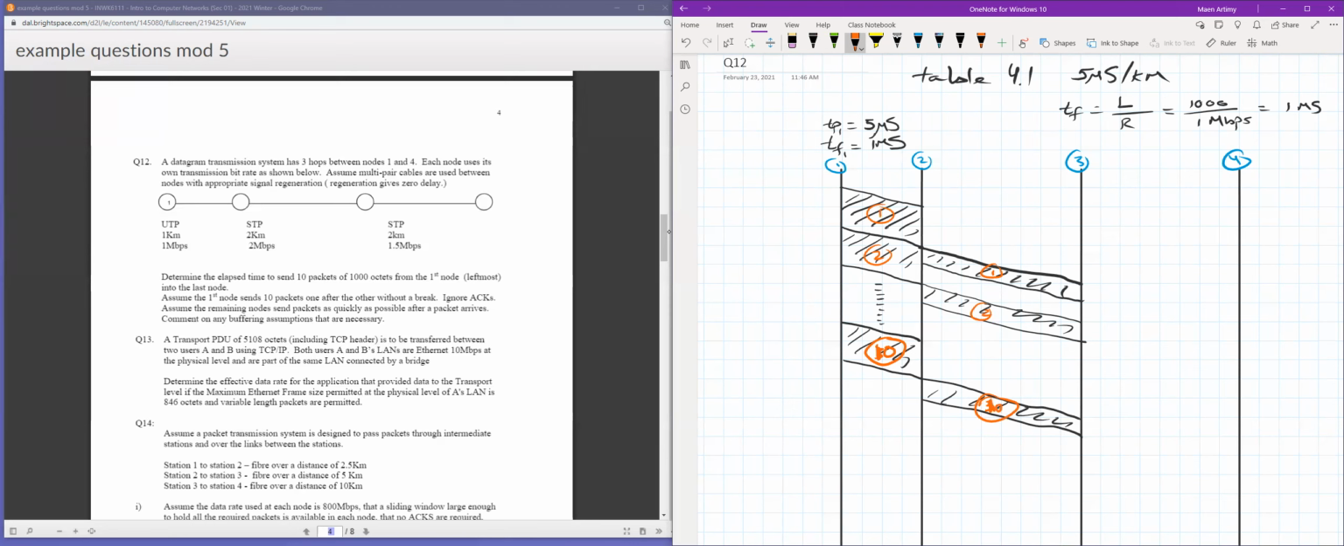Okay, so we'll continue from 3 to 4. So from 3 to 4, node 3 will send as soon as it receives the first frame completely. Okay, how about the propagation delay? Propagation delay is the same. It's the same 2 kilometers. So again, it will start from here and will send.